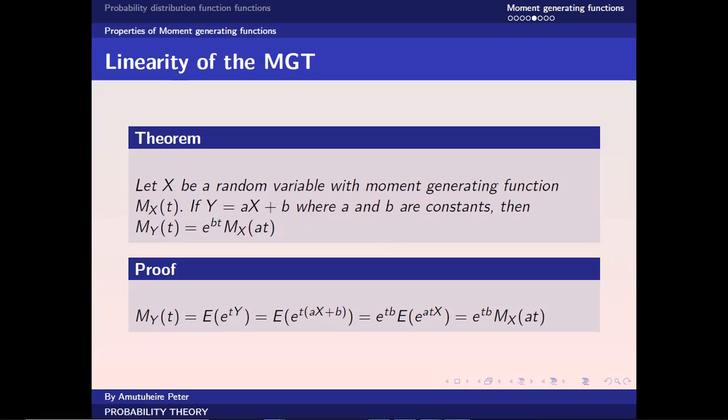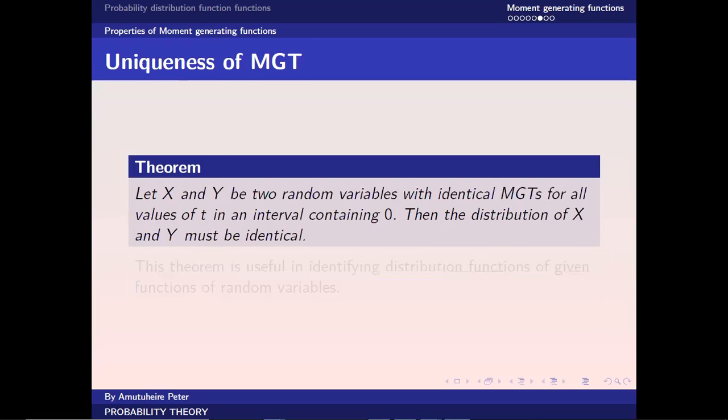So it means that the function we are looking at, that we are calling the moment generating function, is a linear operator. In other words, applying it on the sum, the moment generating function of the sum is the sum of the moment generating functions of each of the terms.